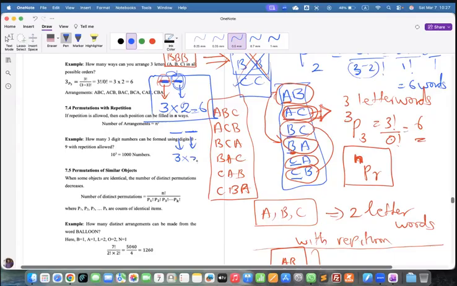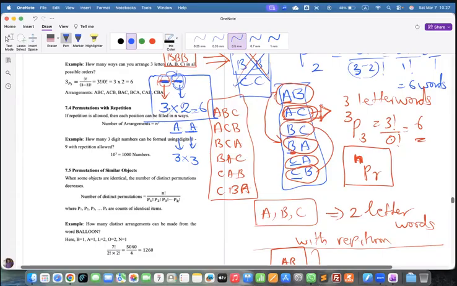Why 3? Let's say if you select A for the first position, now you can select the same letter A for the second position also. That is what "with repetition" means: if you select a letter for the first position, you can select the same letter for the second position also. That is the meaning of with repetition.